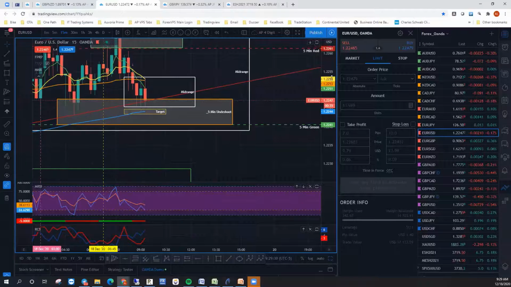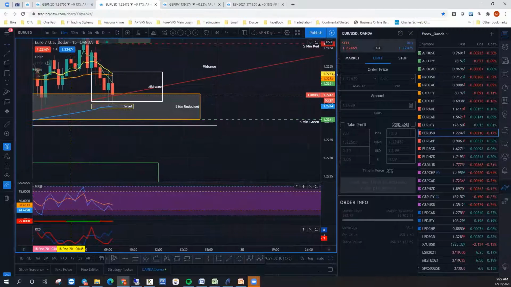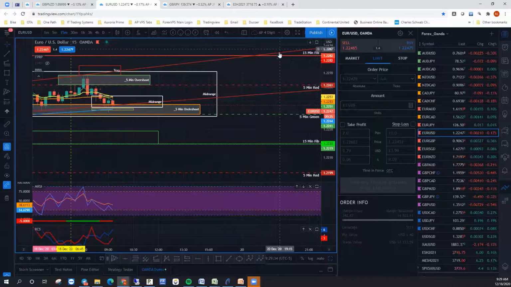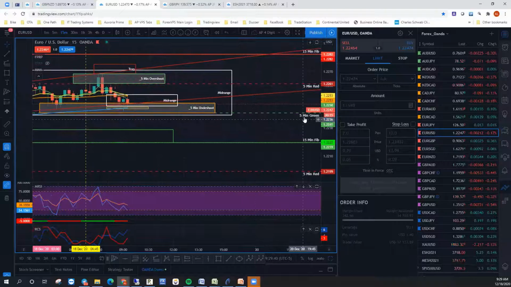Is that your fibs? These are basically what I've done: I have the solid 15-minute, and then I put the 5 minutes in between. Okay, yeah. And that green box, that's where I think you're heading. This green box, if it breaks through here, that's the target. This is the target zone.